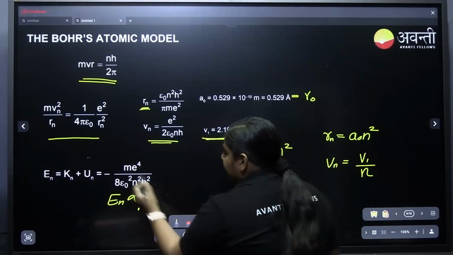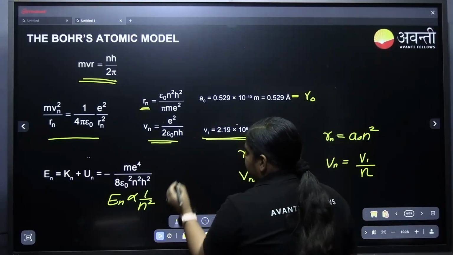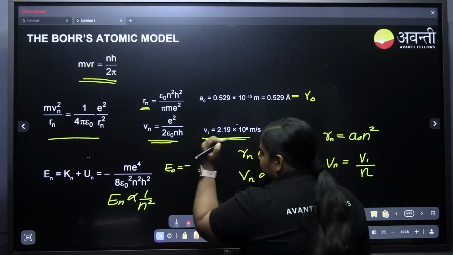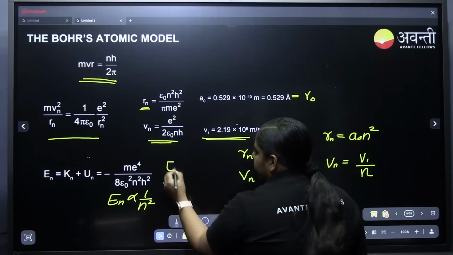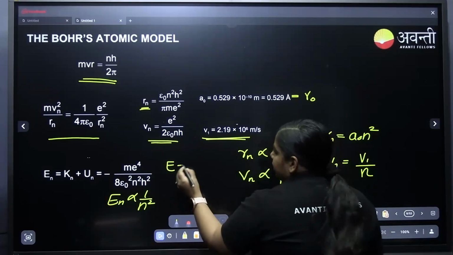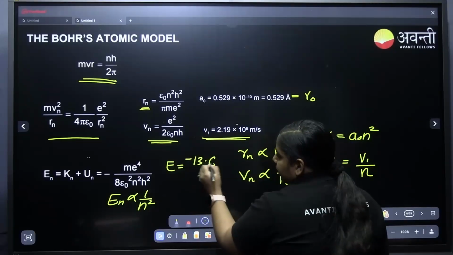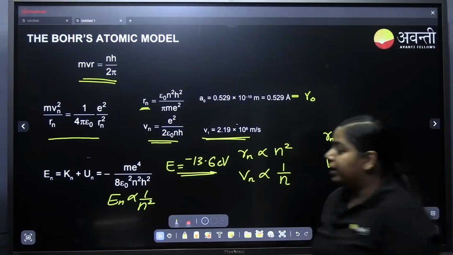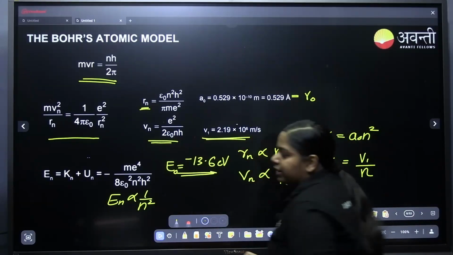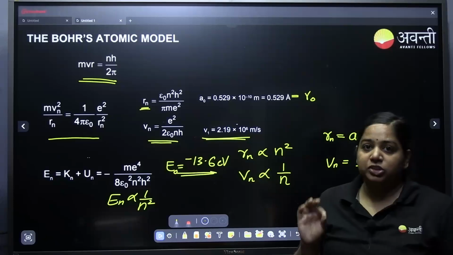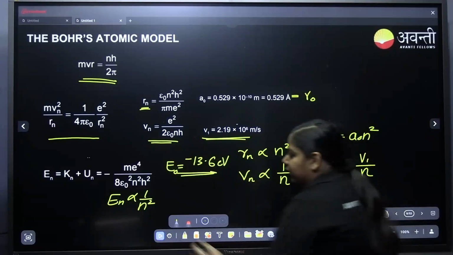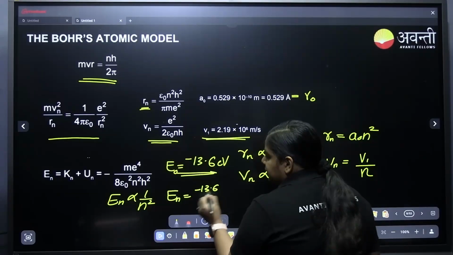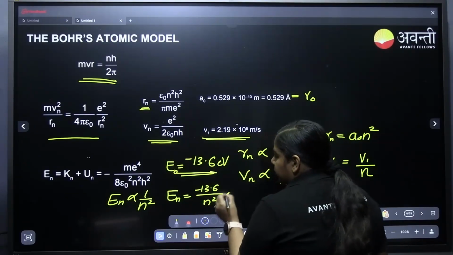And when you substitute the other values, you will get the value E naught equal to minus 13.6 eV. The minus sign is there because of the negative sign in the equation. Okay, the E naught value is the minimum energy of the electron in the first orbit. And En can be written as minus 13.6 divided by n square eV.